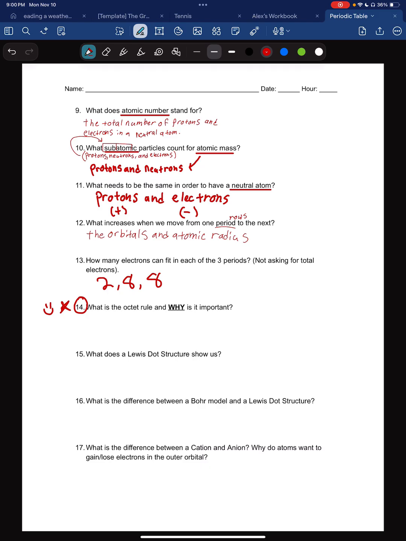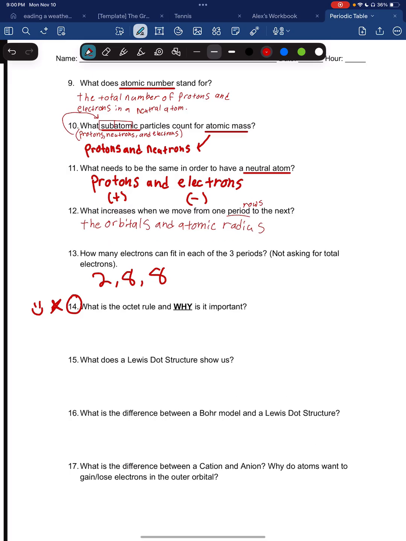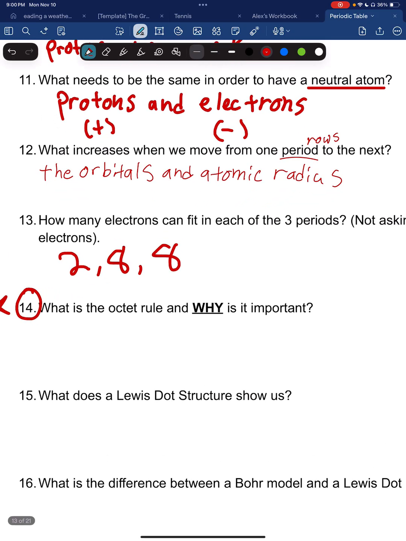So, what we're going to do instead is for 14, the reason why I'm saying this is because this question is not only going to be on this test, it's also going to be word for word on your test for the chemical reactions unit, which is our next unit. The question is, what is the octet rule and why is it important? Now, the key part here is talking about this oct. In order to help you remember what octet means, how many legs does an octopus have? Well, an octopus has 8 legs, right?